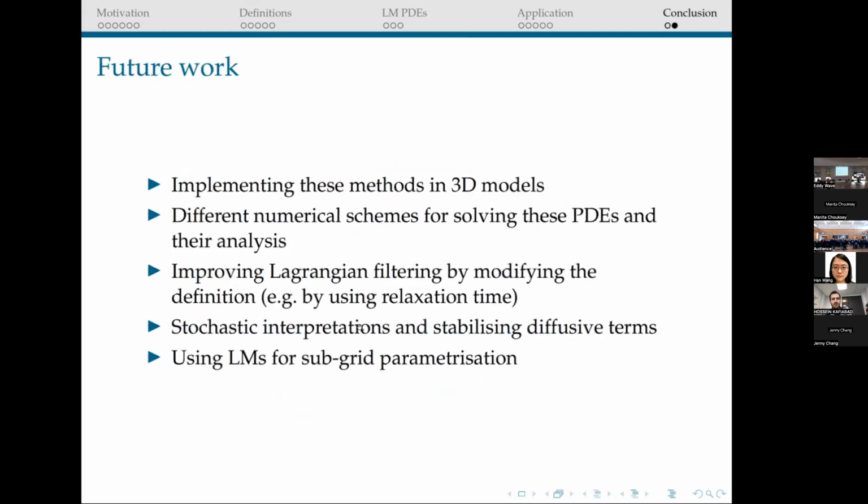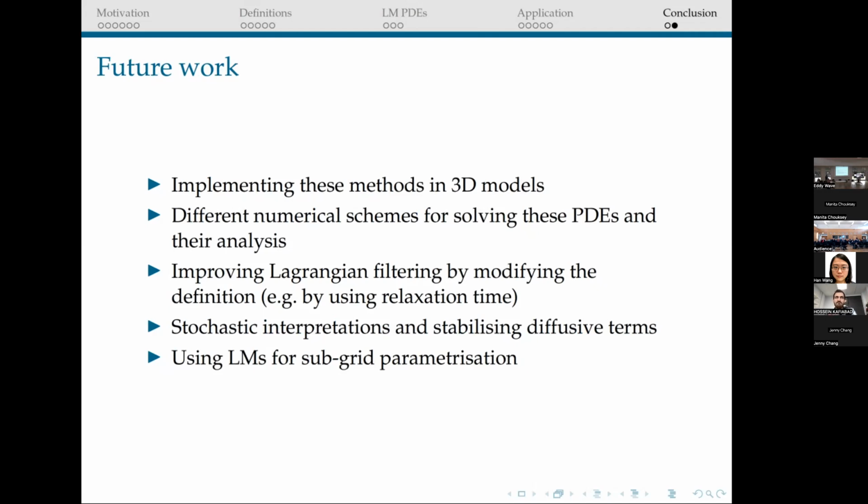In the future, I'm hoping to implement these methods in 3D models. So far, I just did a toy example, a shallow water example. Hopefully, I can convince the community better when I pick more complicated models. And also implement different numerical schemes for solving these PDEs and analyze the different numerical approaches. And I'm also hoping to improve the Lagrangian filtering by modifying the definition of the mean.